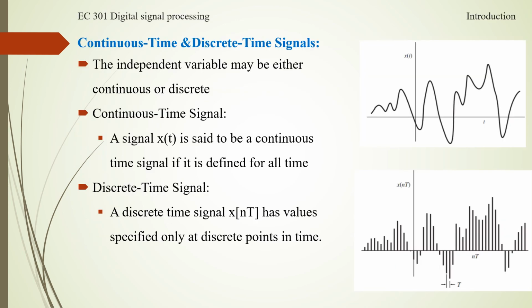The independent variable may be either continuous or discrete. If the independent variable is continuous, the signal is called a continuous time signal. That is, a continuous time signal is defined at every instant of time. If the independent variable is discrete, the signal is called a discrete time signal. A discrete time signal is defined at discrete instances of time.